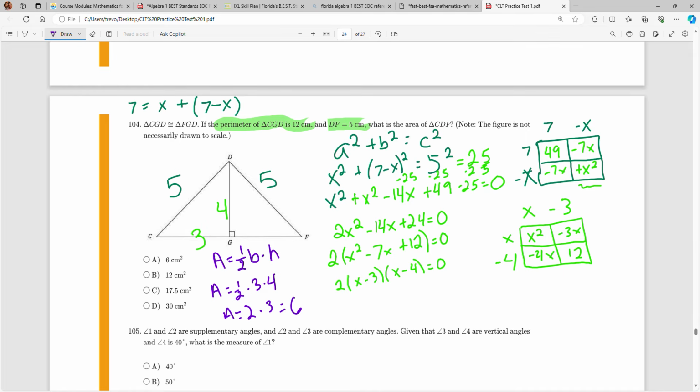So that's my area of this side of the triangle is 6, and they want the area of CDF. So that's both. So if the area of this triangle on this side is 6, then the area on this side is also 6. Put them together, our area is 12. And that is the correct answer.